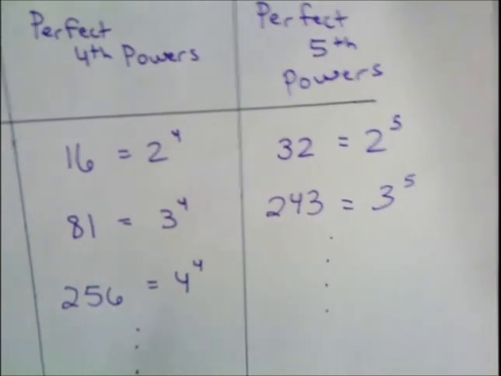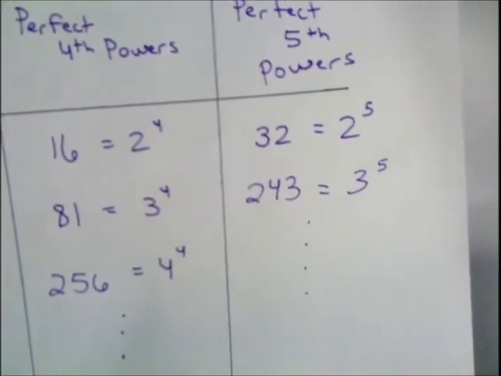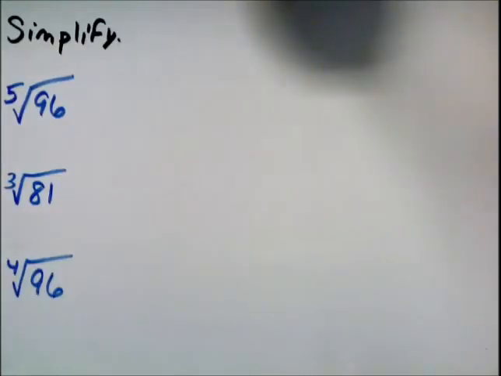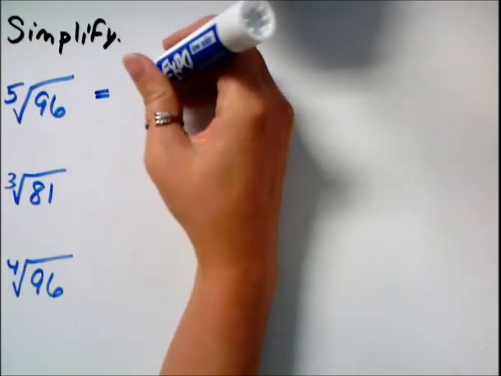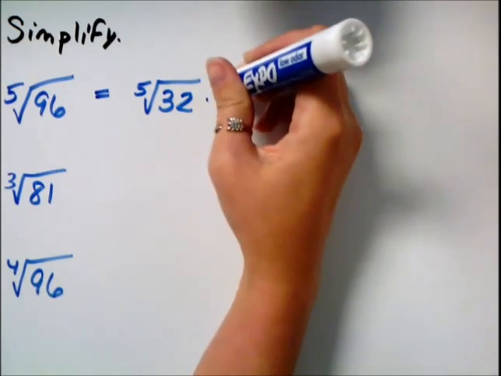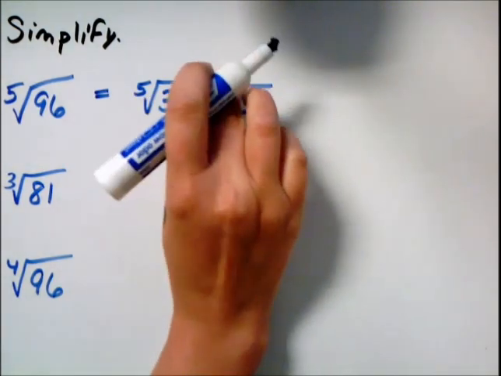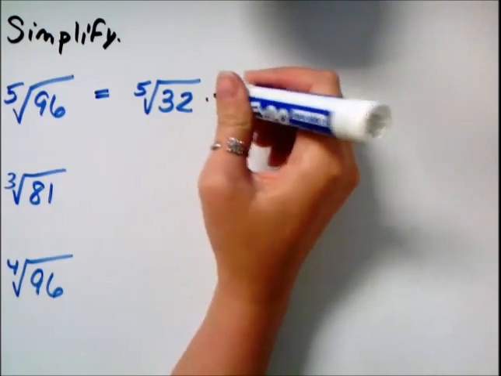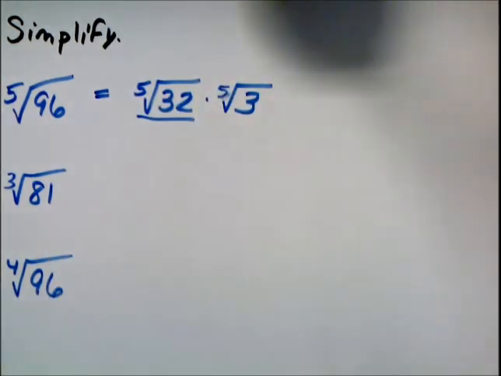Like when I look at 96, 243 is already too big to go into 96, so I really only have to try 32. So I look at 96 and say, well, hey, 96 is 32 times 3. So I can split this up as a perfect fifth power, fifth root, and then whatever's left over. So 32 times 3 gives me 96.